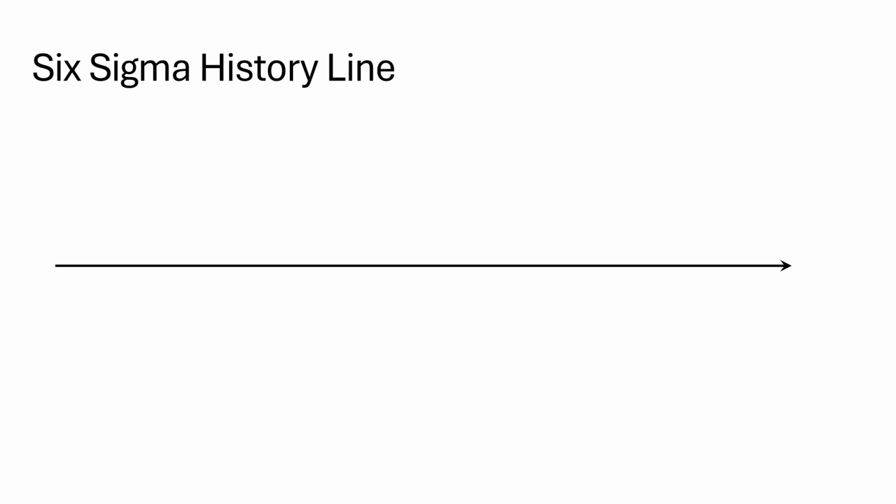IBM, hoping to emulate Motorola's success, was one of the first companies to implement the Six Sigma techniques. Utilizing what they learned, IBM's Application Business Systems division, located in Rochester, Minnesota, went on to win the Malcolm Baldrige National Quality Award in 1990. Let's proceed a little bit with these slides.